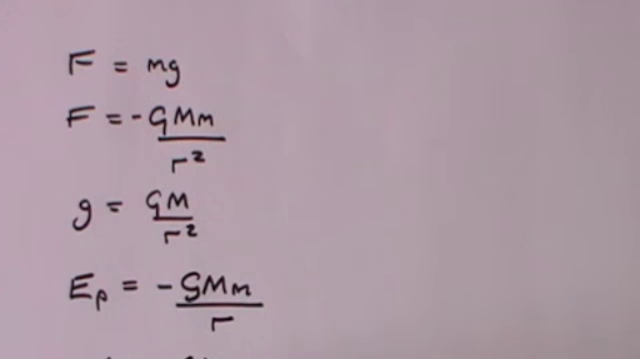Firstly, force is equal to mass times gravity, that's close to Earth. More generally, force is equal to the gravitational constant G times the mass of one object times the mass of the other, that's capital M and little m, divided by the distance between them, r squared. And we often put a minus sign in front of that to indicate that the force is an attractive force.